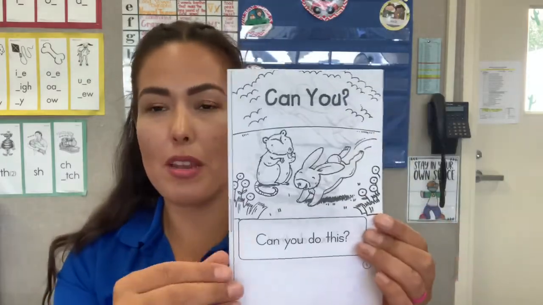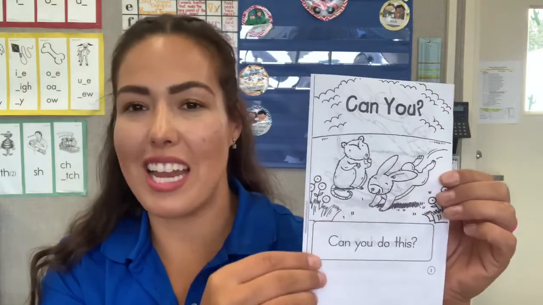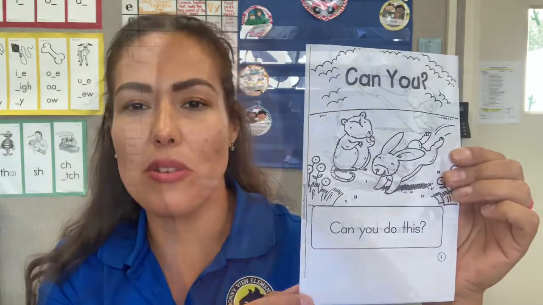If you wanted to make a video about a reading passage or a short story, go ahead and set your camera up, set your little timer, use your remote, and then go ahead and begin. So today, for an example, I have Can You?